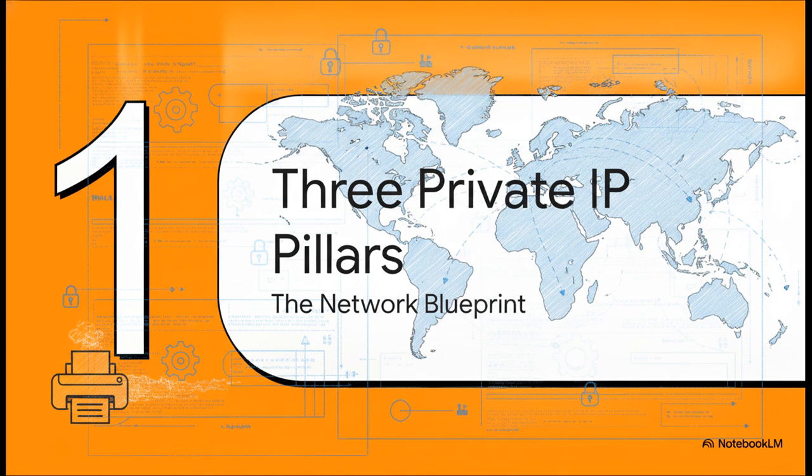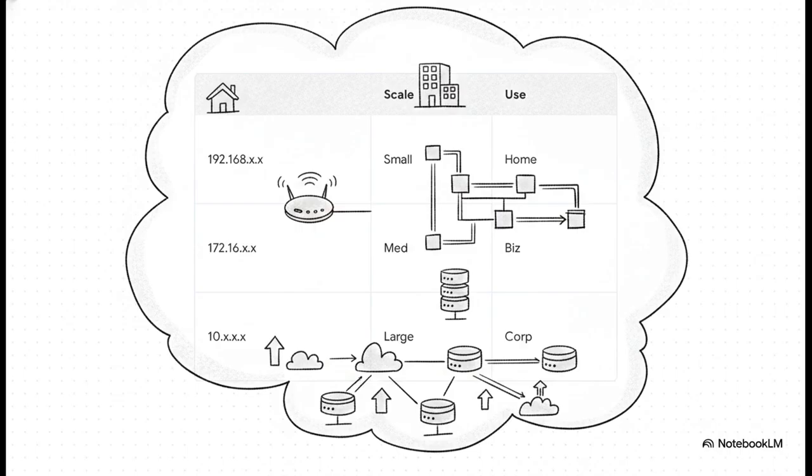So let's start with the blueprint. The 3 private IP pillars. Out in the field, you see these exact same IP addresses every single day, and we all know that is not by accident. The networking world intentionally reserved 3 massive blocks of IPs strictly for local private use. Just as a quick review of the global standard, up top we've got the 192.168.x.x range. As we all know, this is the absolute standard for home networks and small-scale office configs. You know, your classic 192.168.1.1, that's the bread and butter of consumer routing.